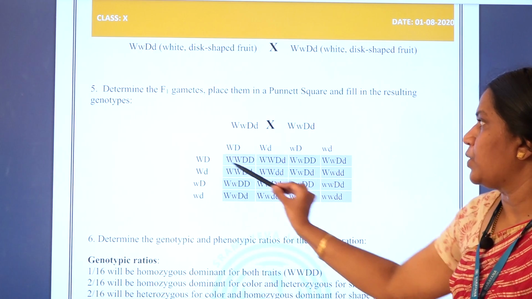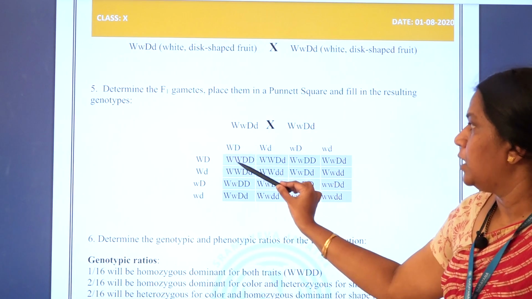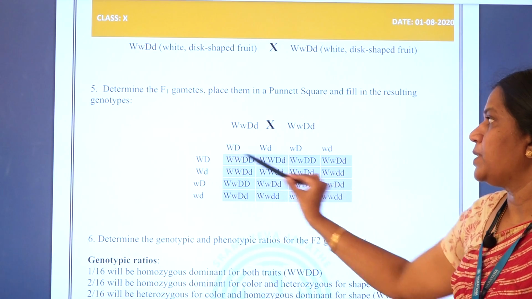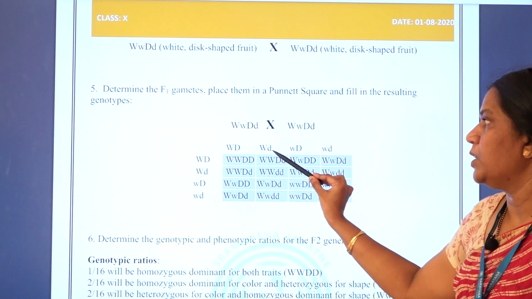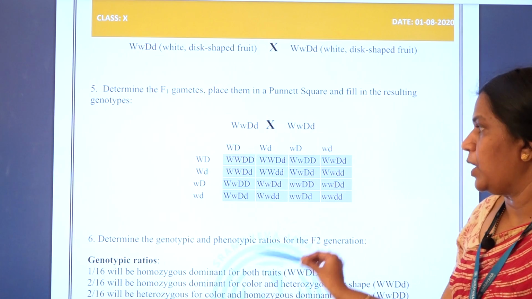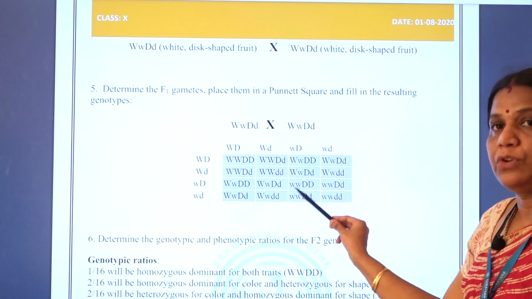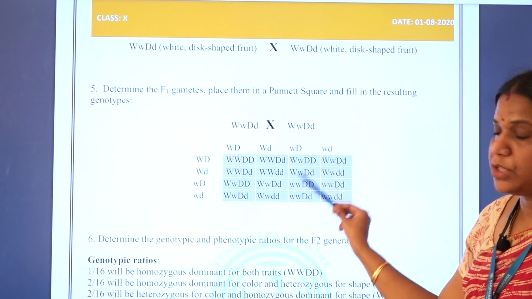So this is the Punnett square. This has to be crossed with this, so capital W capital D, with capital W capital D and small d, like this. This is the Punnett square. Next, determine the genotypic and phenotypic ratios for the F2 generation. This is the F2 generation Punnett square.